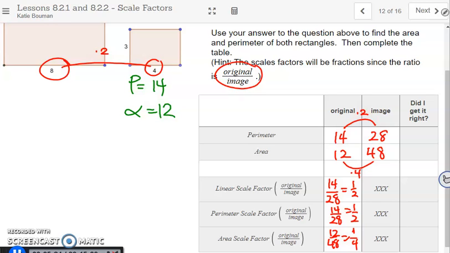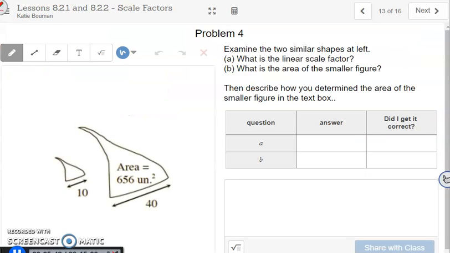So if you put in 2, 2, and 4 instead of 1/2, 1/2, and 1/4, you probably got an error on this problem. So problem number 1 is asking for the linear scale factor. Between the two shapes, we're looking at 10 and 40. So the scale factor would be 4. It could also be 1/4. This depends on in which way they want the ratio entered in. So if 4 doesn't work, then it would be 10 over 40 or 1/4.